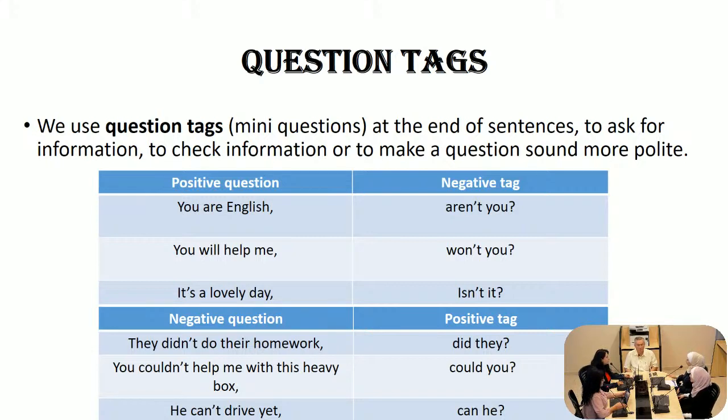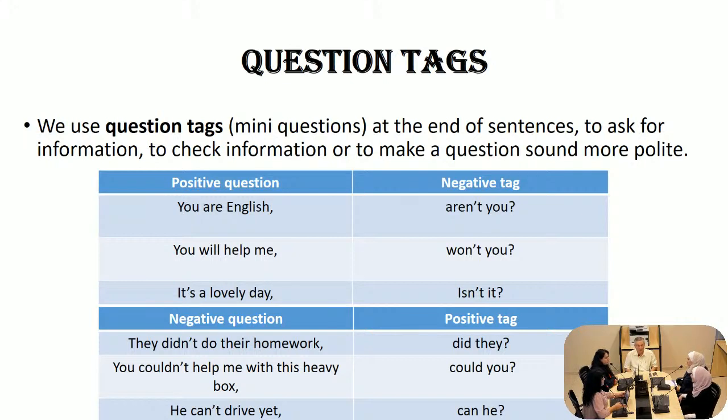The question tag depends on the auxiliary verb and the subject. So students should use the same auxiliary in the sentence, except when it is simple present or simple past. They use do, does, or did. For example, you are English. Here we have an auxiliary, which is are. So we invert between the subject and the auxiliary. It becomes aren't you. If it is positive, we make the question tag negative. And if it is negative, the question tag is positive. You will help me, won't you?